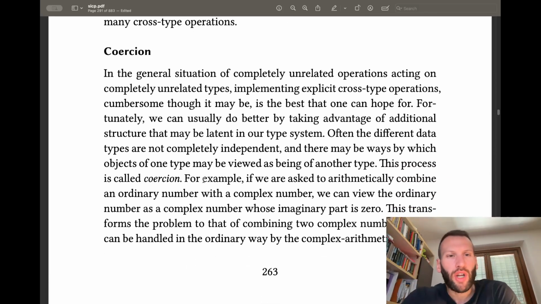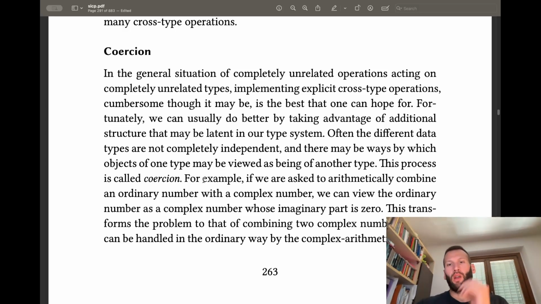Coercion. In the general situation of completely unrelated operations acting on completely unrelated types, implementing explicit cross-type operations, cumbersome though it may be, is the best that one can hope for. Fortunately, we can usually do better by taking advantage of additional structure that may be latent in our type system. Often, the different data types are not completely independent, and there may be ways by which objects of one type may be viewed as being of another type. This process is called coercion.